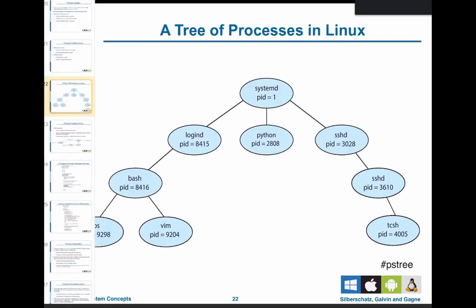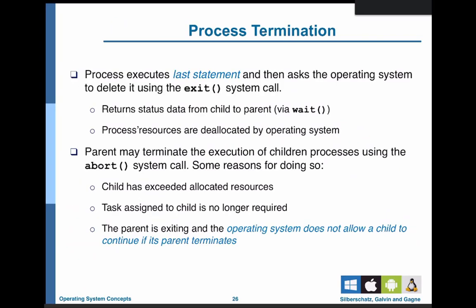Process termination. A process terminates when it has finished the last statement. Before termination, all child processes return status data to the parent. After termination, the resources of this process are deallocated by the operating system.